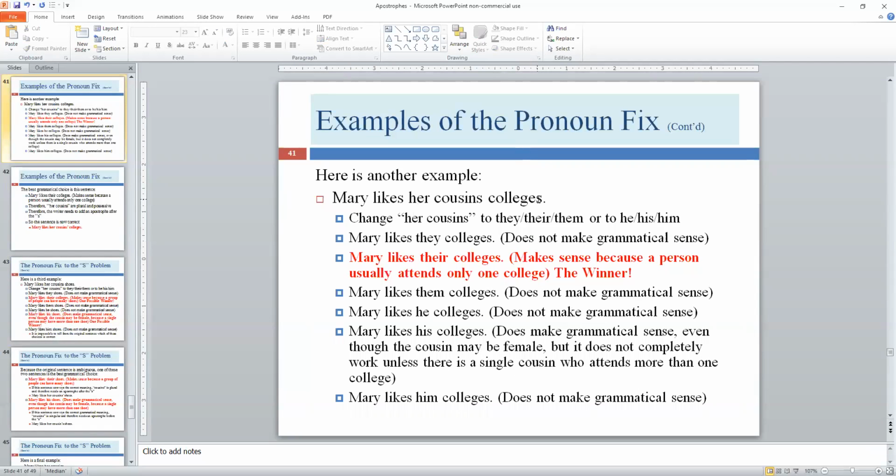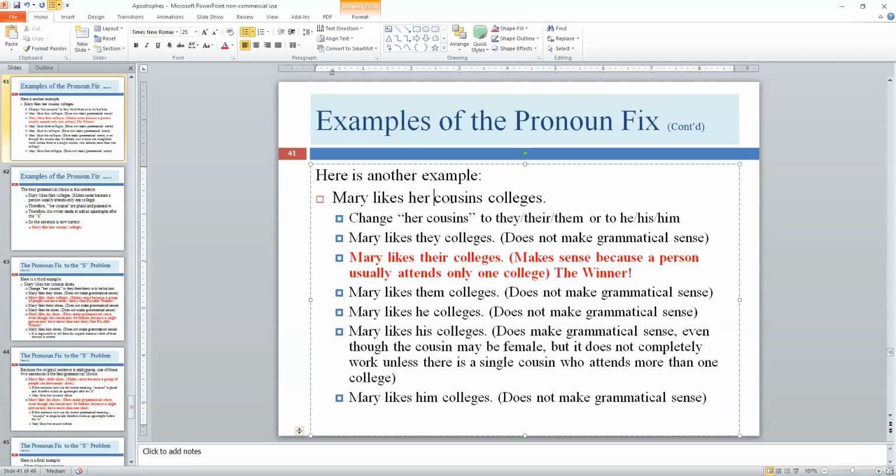Let's go through another example. Mary likes her cousin's colleges. So we have the word cousins. We don't know what case that's supposed to be. We don't know if it's singular or plural. So we're going to follow the same pattern. We're going to replace the word cousins with 6 different pronouns to see which one works best.